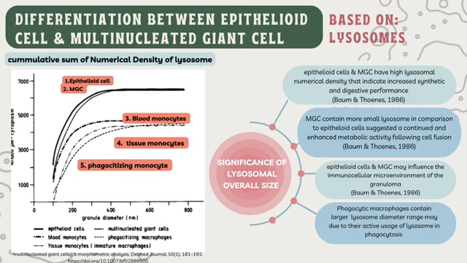Therefore, several findings were concluded in the study. Epithelioid cells and MGCs have a high lysosomal numerical density, which may indicate their increased synthetic and digestive performance. Also, MGCs contain more small lysosomes than epithelioid cells, which suggests continued and enhanced metabolic activity following cell fusion. Both cells may also influence the immune cellular microenvironment of the granuloma, and finally, active usage of lysosomes during phagocytosis may contribute to the large lysosomal size in phagocytic macrophages.